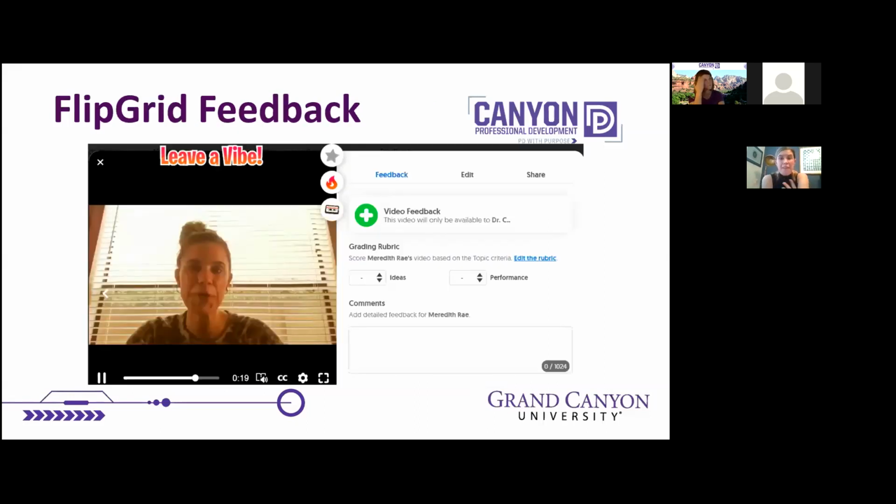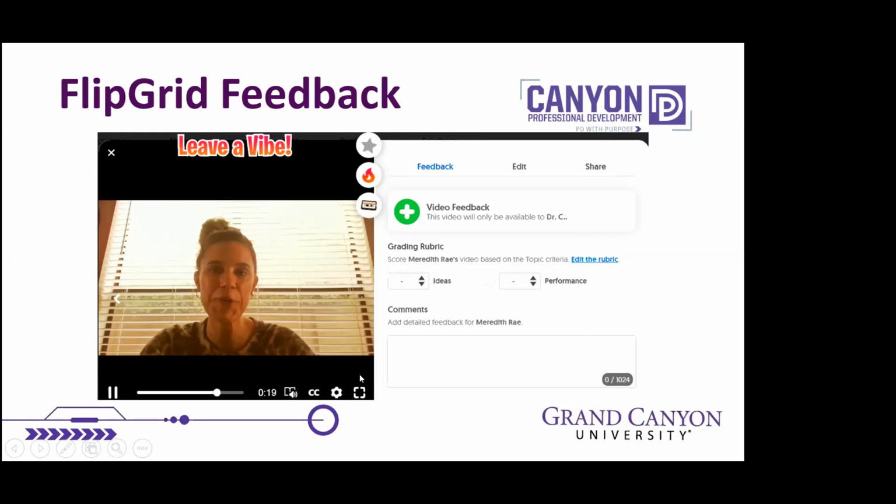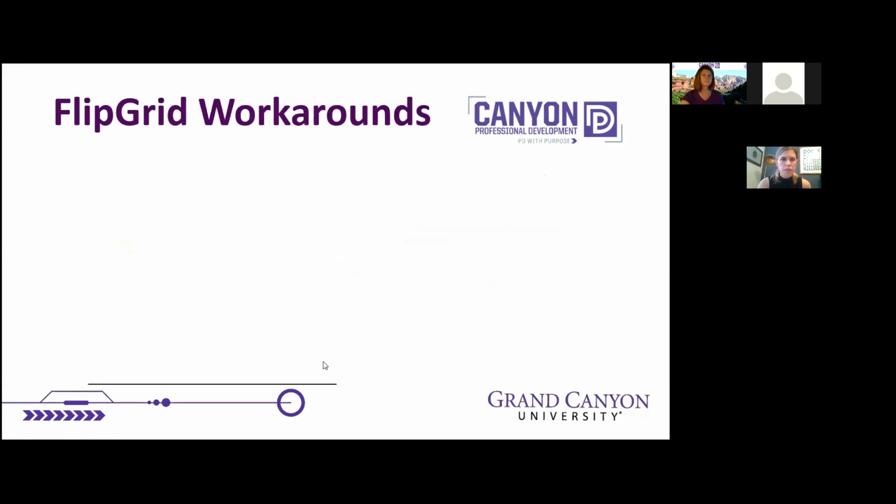Now, we talked about that feedback piece, right? You can record a video back to them as a teacher, or there's even a rubric built in. So you can give a score for ideas and performance on a Flipgrid video. You were saying, oh my gosh, my teachers are spending hours and hours of time and they've got their life sucked out of them. It doesn't have to be that way. Record a video, tell them how they did, give them a quick score, save. That's it, okay?